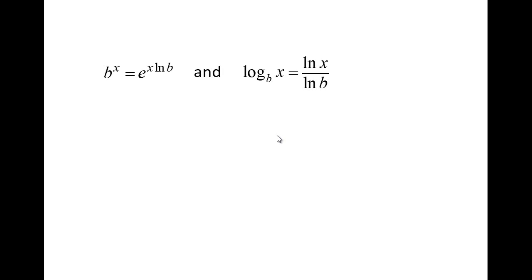Okay, so the question is, what's the derivative of b to the x, and what's the derivative of the function log of x base b? The derivative of b to the x is b to the x times ln of b. If I have e to the x, remember the derivative is just e to the x. But if I have a base which is not e, then the derivative is given by this formula. And the derivative of log of x base b would be equal to 1 over x times ln of b. Recall that if I have the natural log here, then the derivative is just 1 over x. So if I have a log with a base different from e, the derivative would be 1 over x times ln of b.